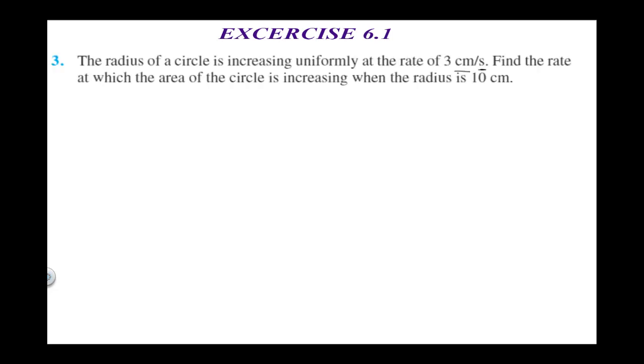Here comes question number 3. The radius of the circle is increasing uniformly at the rate of 3 centimeter per second. So we are given the rate of radius with respect to time because it is per second, 3 centimeter per second. Because it is increasing, we are taking a plus sign, right? If it had been decreasing, I would have taken it minus 3. Find the rate at which the area of the circle is increasing when the radius is 10 centimeter.